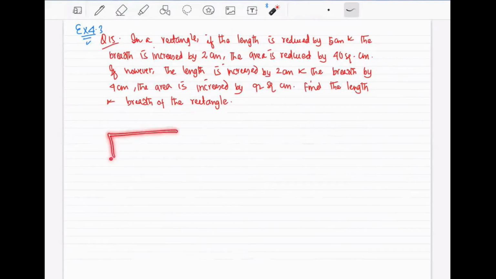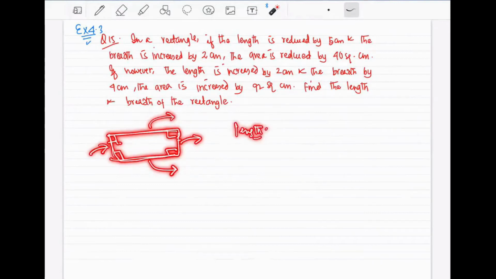So rectangle is this one. This is the rectangle, right? Right angles on every corner. So this one and this one, these two sides are equal in length. This one and this one, they are equal in length. The longer sides, we call them length, right? So it will be represented as L, let's say, and the shorter side, we will call it breadth. So that will be B.